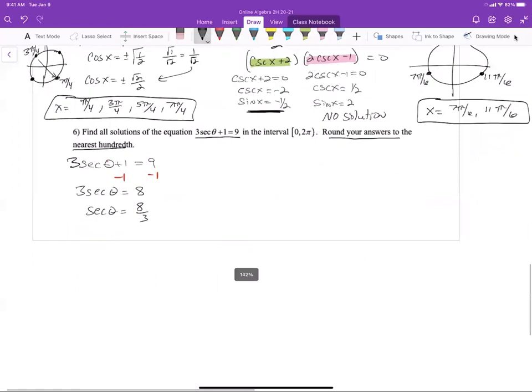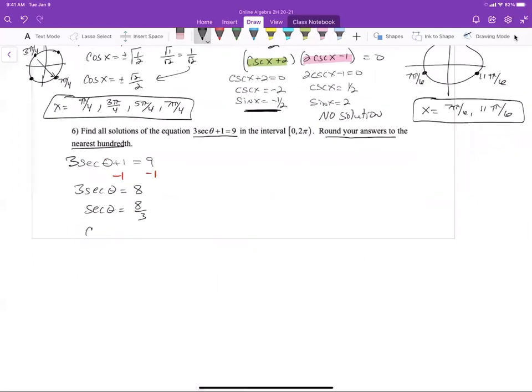I don't want to work with secant. I'm going to convert that to cosine by taking the reciprocal. So cosine of theta is 3/8. This right here is going to get entered into my calculator as y1. This right here is going to enter into my calculator as y2. So let's go ahead and do that.